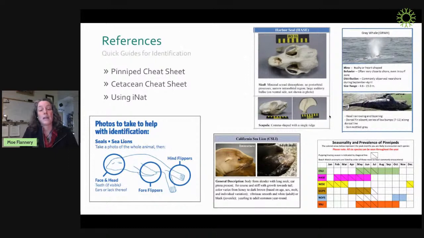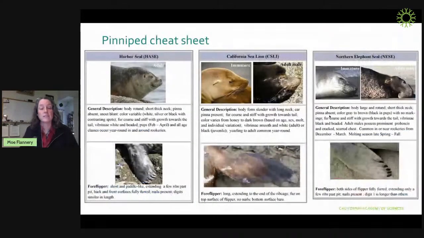And then we have a new, fresh off the press, how to use iNaturalist to document marine mammals on the beaches. The next session of the masterclass, this Thursday at 10 o'clock, will go more in depth on how to use iNaturalist. If you download the references, the most important one to download now is the pinniped cheat sheet. We're going to start there.